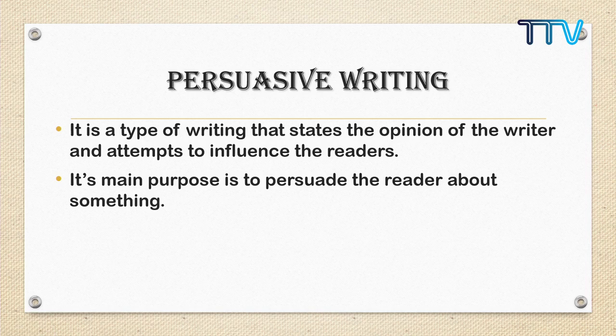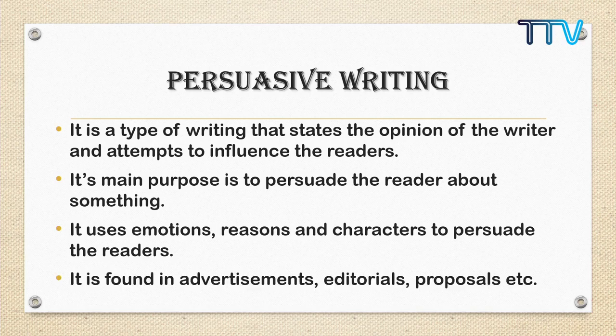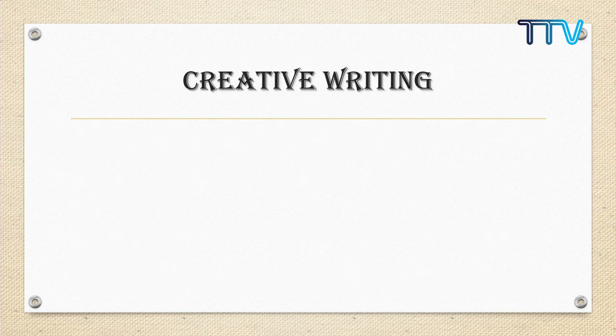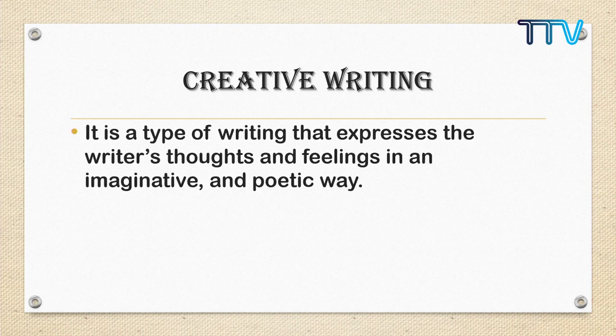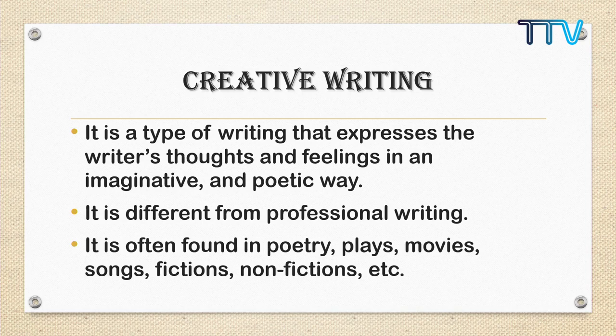And we also learned about the 3 ways, right? Persuasive writing can be written based on emotions, reasons or character. Usually you find such writing in advertisements, editorials and proposals. And then we have creative writing. It's very easy, just looking at the words: narrative, narrate; persuasive, persuade; creative, create, right? You write the writer's thoughts and feelings in an imaginative and poetic way, okay? Creative writing is different from professional writing. Usually you find such writing in poetry, plays, movies, songs, fiction and non-fiction.